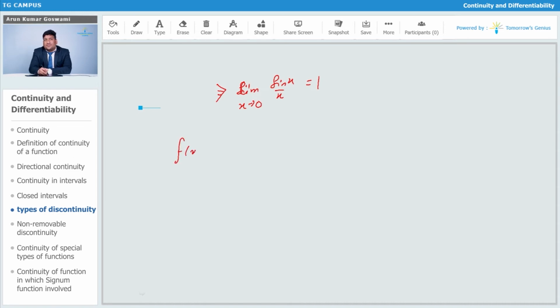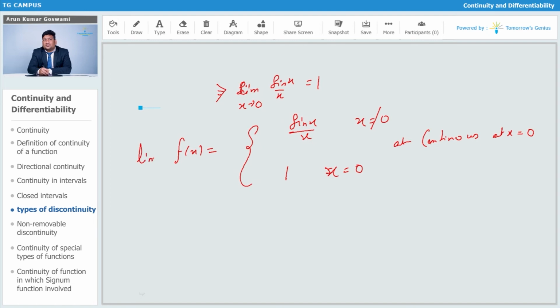Now I can redefine my function as sine of x by x, where x is not equal to 0, and 1 when x is equal to 0, and it is continuous at x equal to 0 when we use the limit for this function, limit x tends to 0. So for this case, we can extend the function this way. When we use limit here, definitely it will be 1. So it means my function is 1.